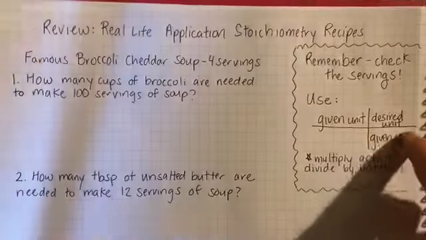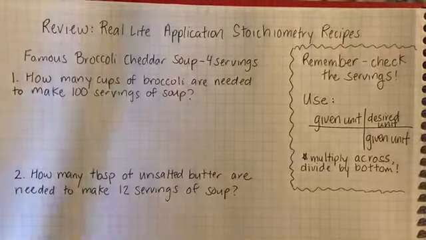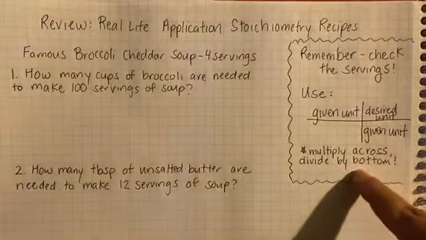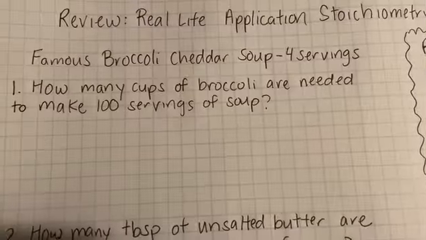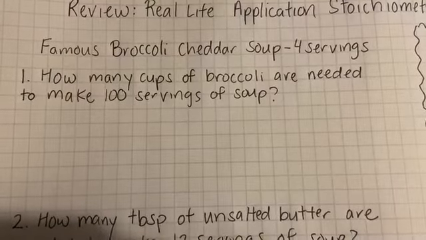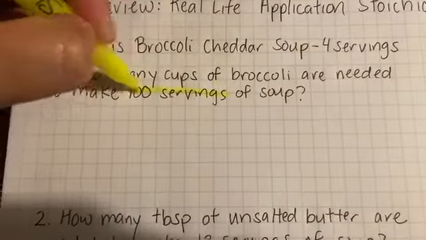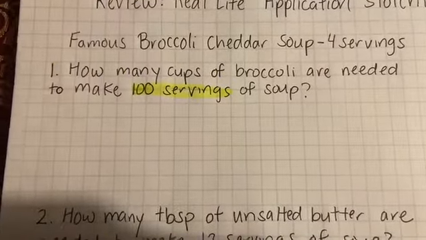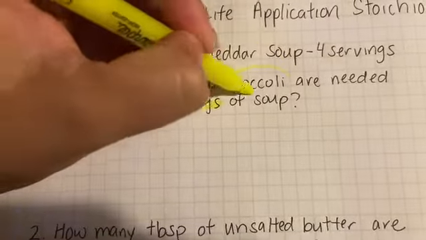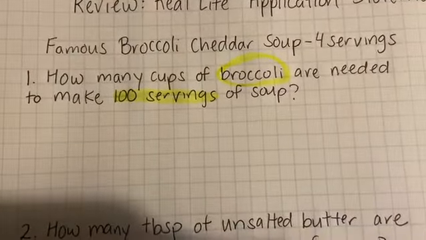We want to use our same dimensional analysis setup, our given unit in the top left and bottom right so that they cancel out, our desired unit in the top right, and then we want to multiply across and divide by the bottom. Okay, so if I look at the first one, it says how many cups of broccoli are needed to make 100 servings of soup. So I am given 100 servings of soup, and I want to figure out how many cups of broccoli are needed.